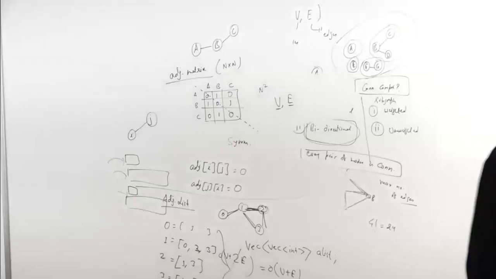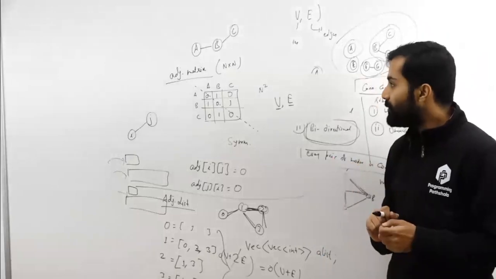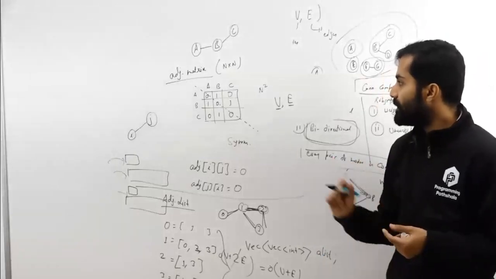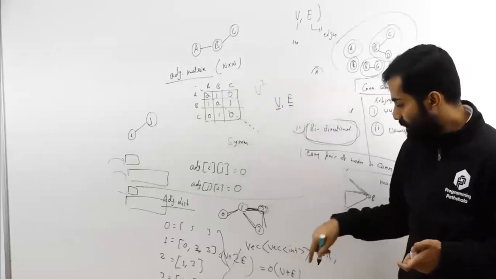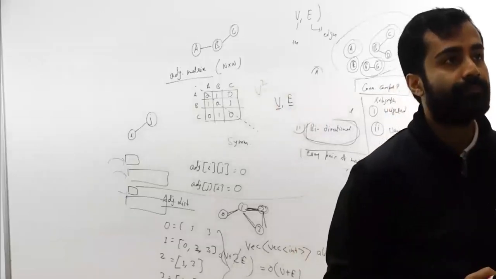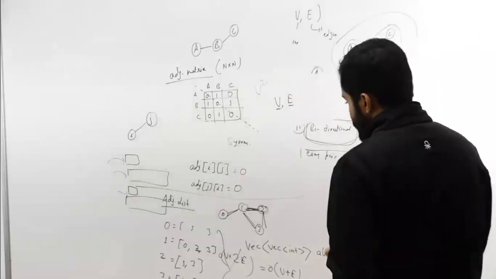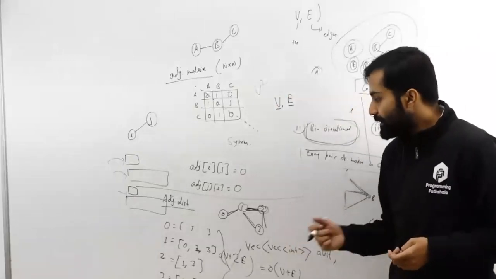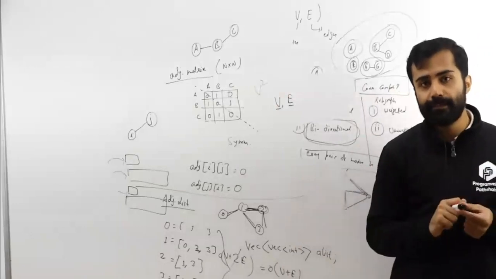Okay, cool. Now tell me, which representation do you think is better? Here it was order V squared in terms of space, and here it is order V plus E. So what is better? Most of you are saying that the second representation is better. And the reality is, yes, the second representation is better because it saves a lot of space. Why does it save a lot of space?